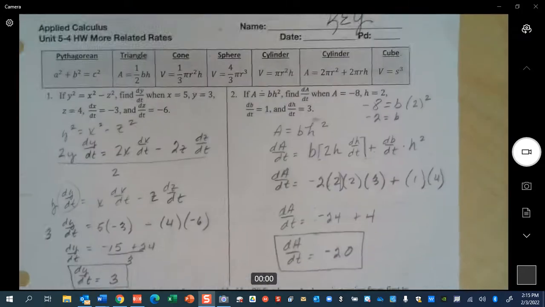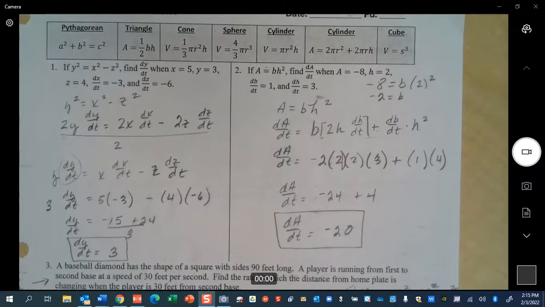All right. So for this one, anyway, I plugged in what I knew, and I was able to solve for dy dt. Number 2, if that's my area, find how fast the area is changing. What is the rate of change compared to time at that instant with each of those values? So once you take the derivative, you just plug in stuff in.